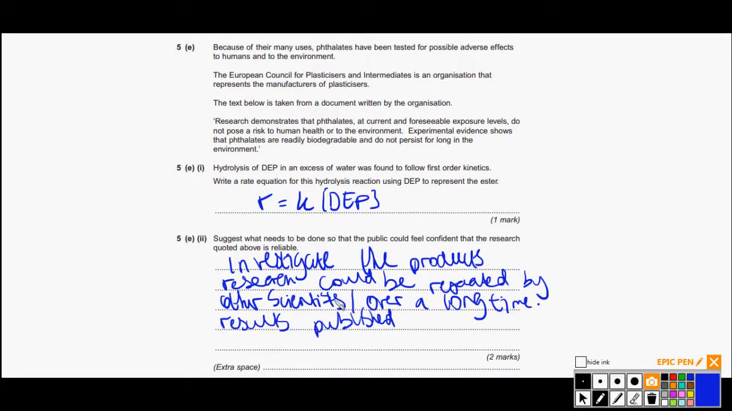So again, just one of those dodgy questions where it's worth 2 marks and you could essentially just learn the mark scheme for it. But for this question, again, really read the question, first order kinetics, understand what it means by first order, and you should have no problem answering this question.